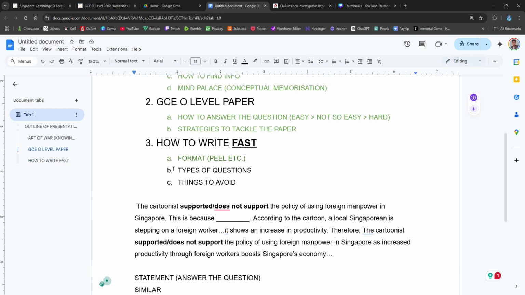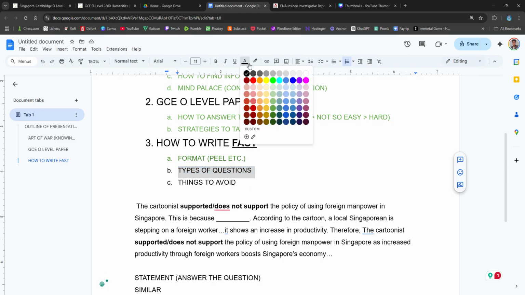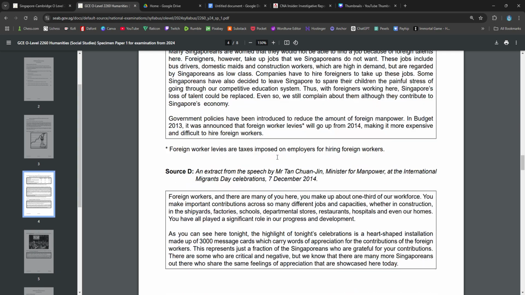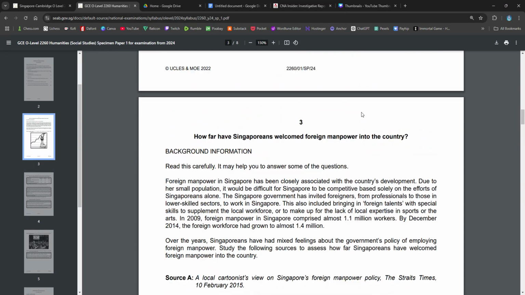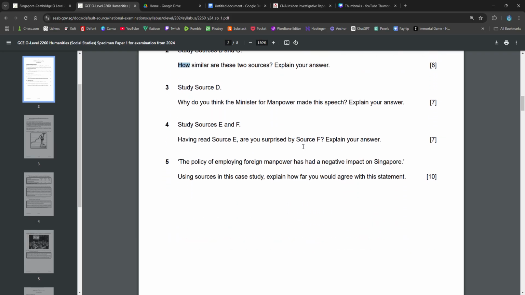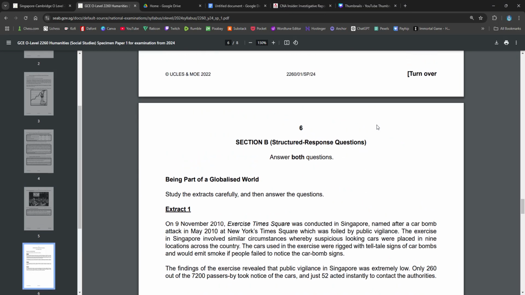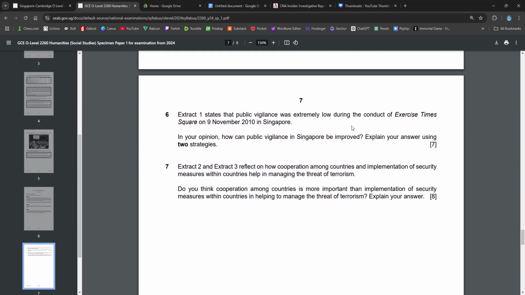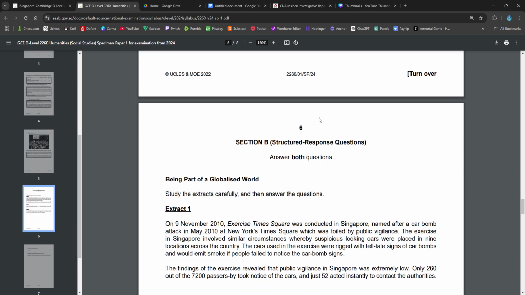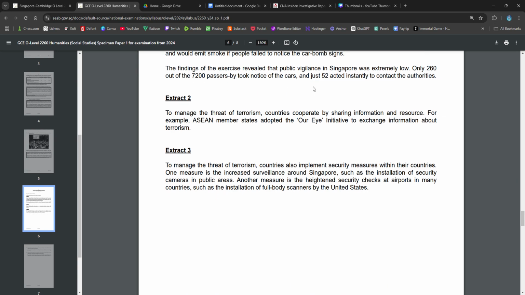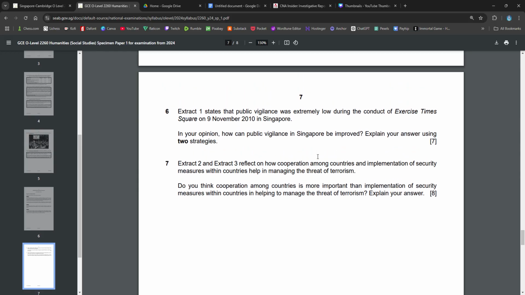Okay, we have gone through the types of questions, and now how do you actually write fast? You only have a little time to do all of these things. After you have done the earlier questions, you go down to the SRQ. You have to try to complete this if you can, because this one carries a lot of marks just by writing essays. For example, the question might be: in your opinion, how can public vigilance help against terrorism, and so on. This is part of globalization. Remember, look at the theme. This is called globalization.